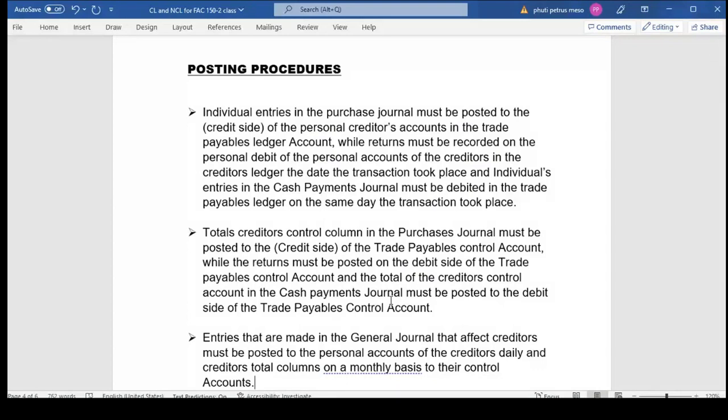So there are two things that you are going to deal with: an individual creditor's account and the trade and other payables control account, meaning that collectively you're going to add each and every individual account, and then add the amounts together, and put it there as your opening balance.